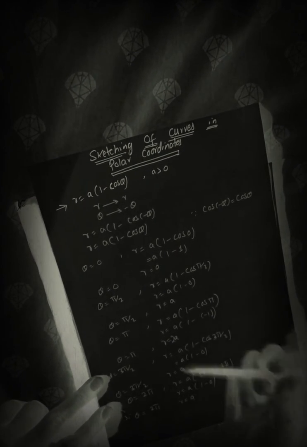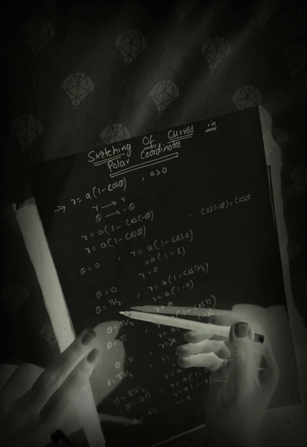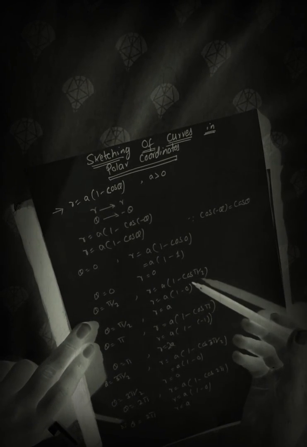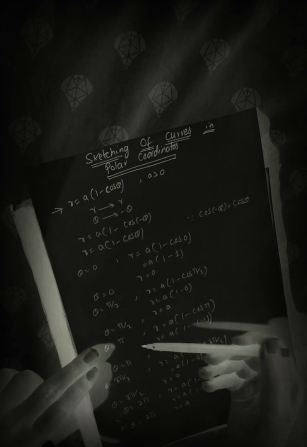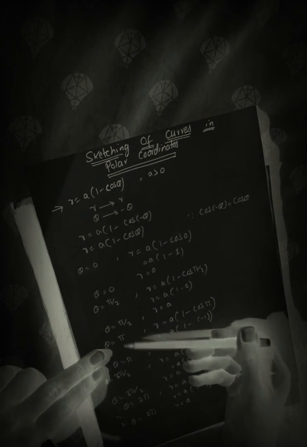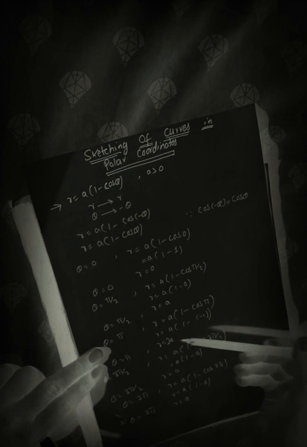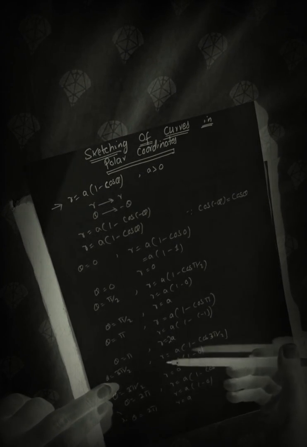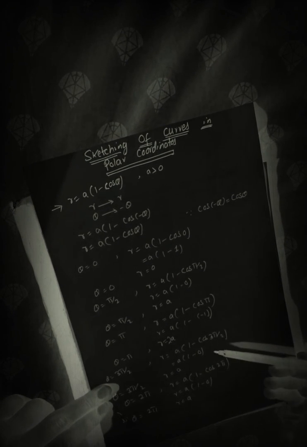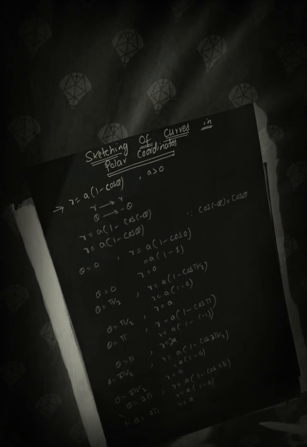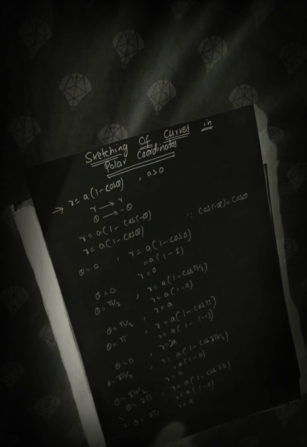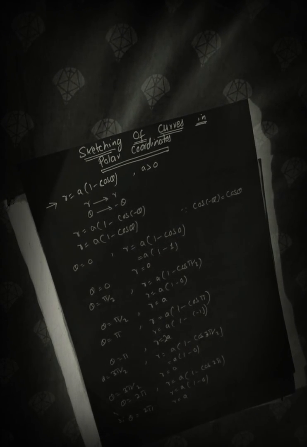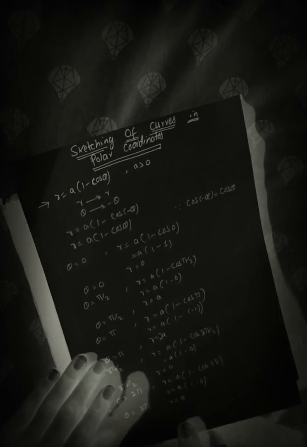Guys, if you note, from 0 to pi by 2, theta increases and r also increases, but cos decreases. From pi by 2 to pi, theta increases, r increases, but cos decreases. From pi to 3 pi by 2, r decreases, but cos increases, and so on. You see such a condition in each case. Now let's plot the graph with the help of these values.